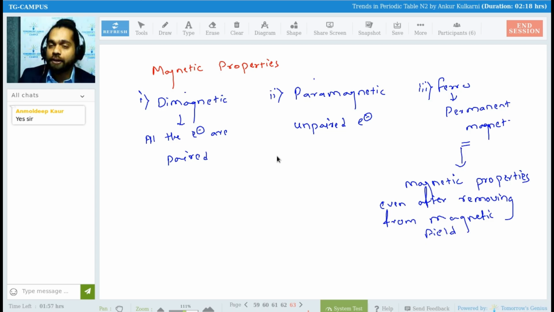Although it is not required over here, please write down the definition. You should know this. Ferromagnetic means permanent magnet, that it will always behave as a magnet. Write it down and say done in the chat box.